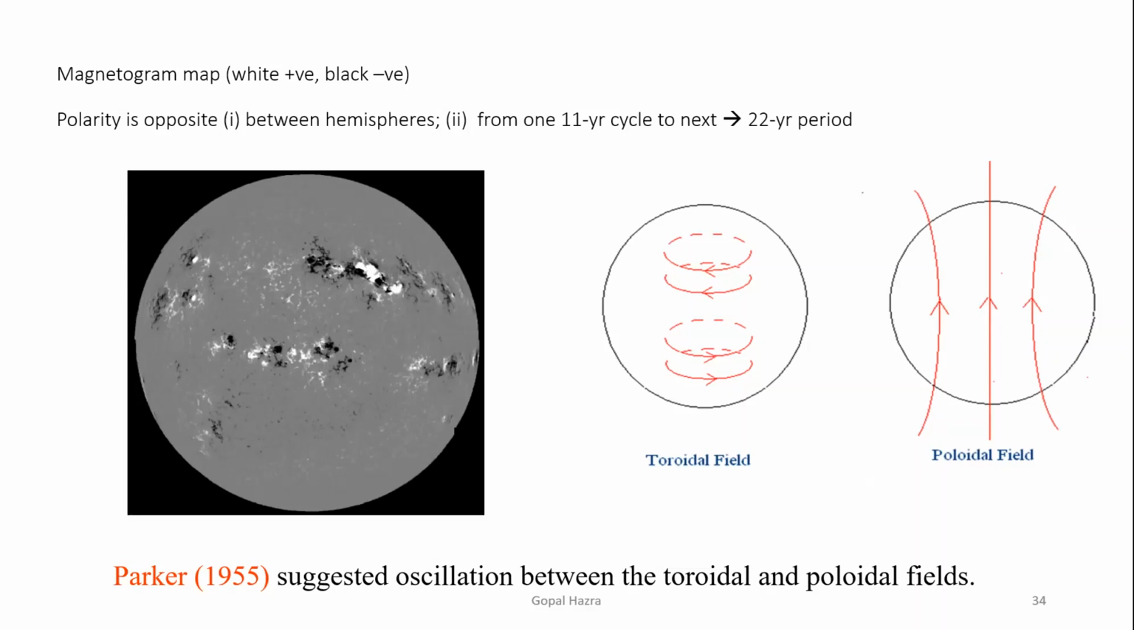Then in the last 70 years, we have developed a lot in this regime, so we'll come to this one. This is the fundamental idea put forward, and that's why we differentiate the total solar magnetic field into two parts: one is the toroidal field, another is the poloidal field.